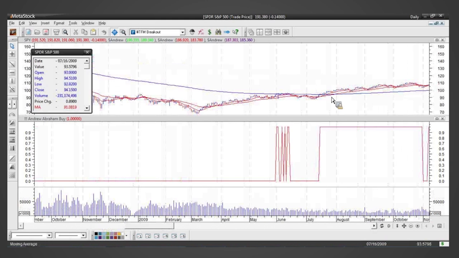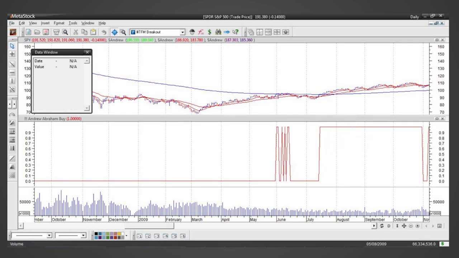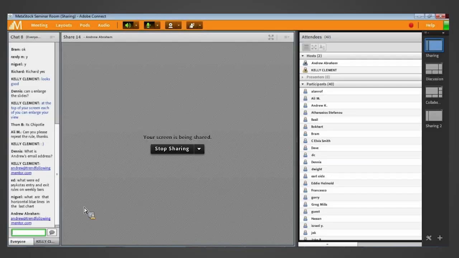And you would have gotten in about here. You would have been smarter than Warren Buffett. You would not have had a 50% drawdown. So email me. If you have Metastock, then you have this indicator, and you become your own guru. So let me jump back to here so I can jump on to questions.